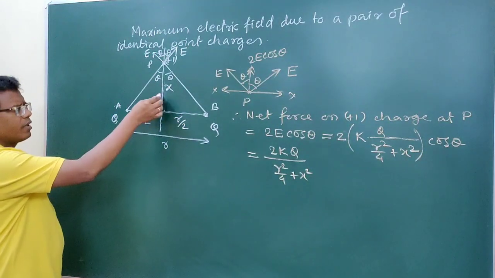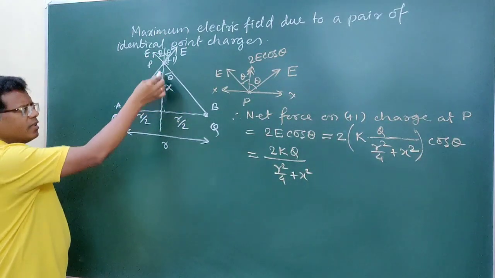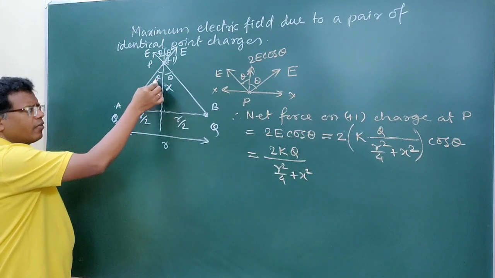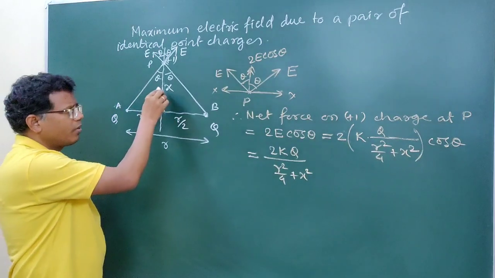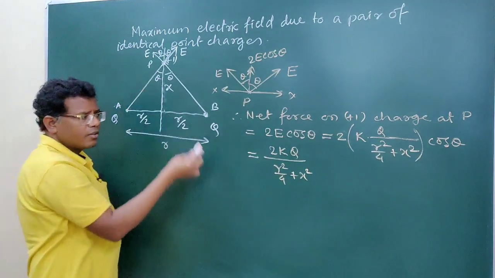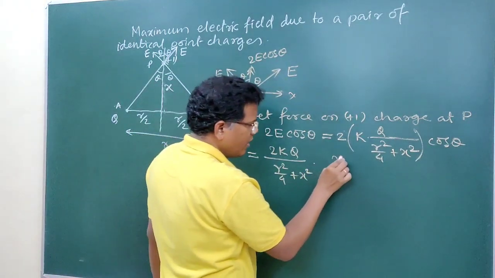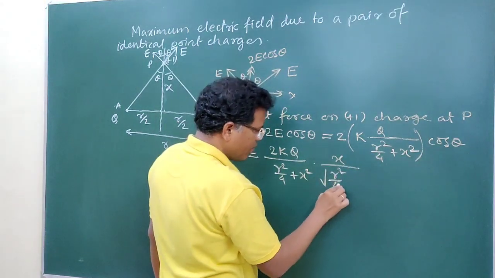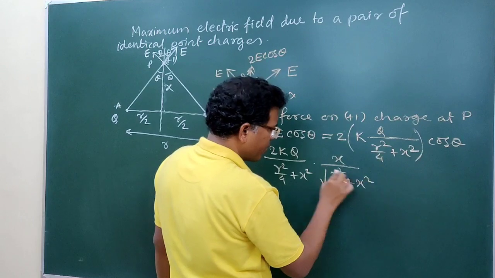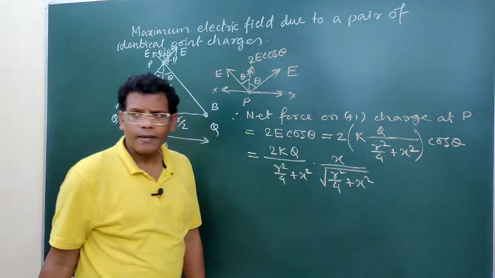Cos theta from the geometry can further be written as x by this, from this right angle triangle. For theta, this is base, this is hypotenuse, right? So cos theta will be x by this, so I can write it is x by root under of r square by 4 plus x square. Clear?